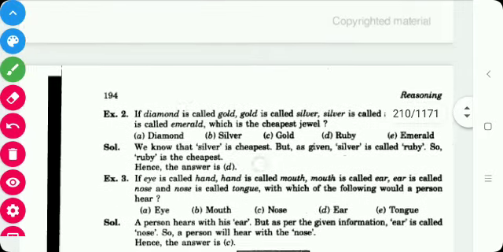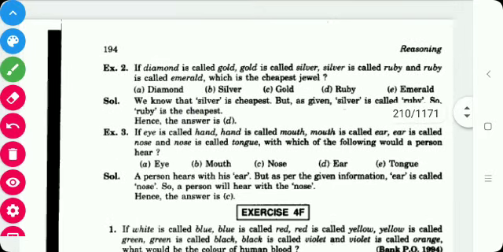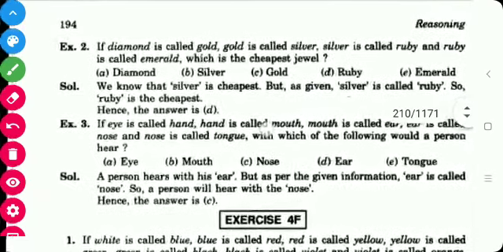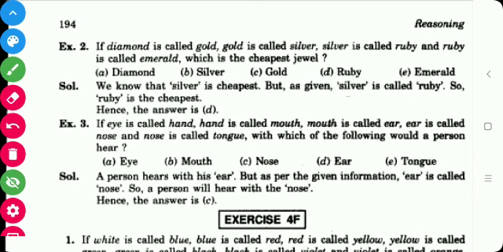Next example is, if diamond is called gold, gold is called silver, silver is called ruby, and ruby is called emerald. So which is the cheapest jewel? As we know, the cheapest jewel is silver. So silver is called ruby. So the answer is ruby, means the answer is D.